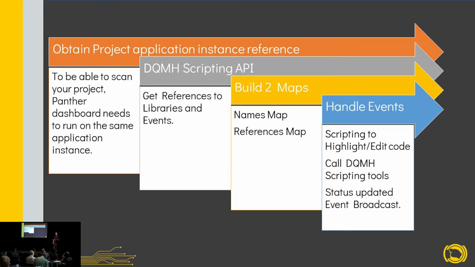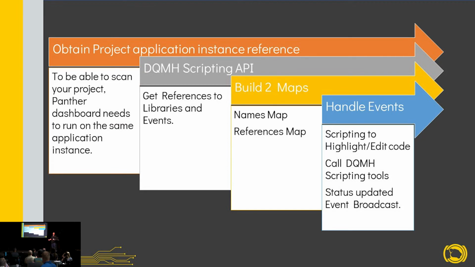I am using this scripting API to get all the references to the project related to libraries and events. And I'm building 2 maps, one for names used for strings, which is used by the tree, and another map for the references. And then I am handling the events. So whenever the user clicks something, I am doing some scripting to open the main VI and search for the event and do these animations in order to help the user easily find where the code is.